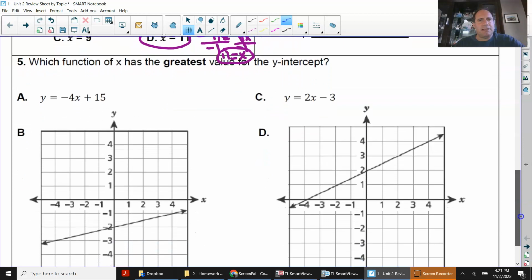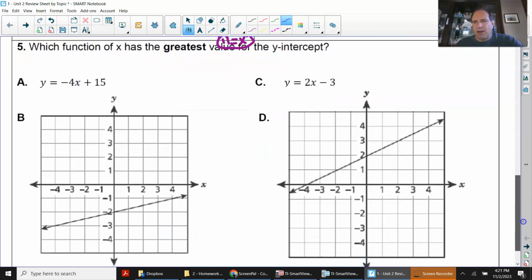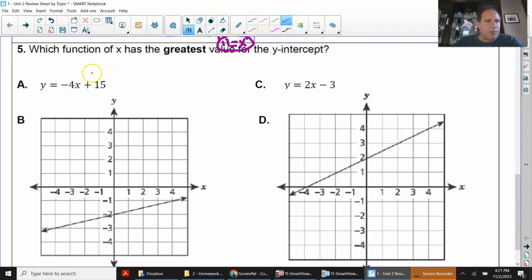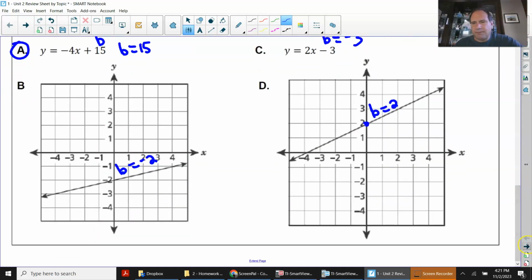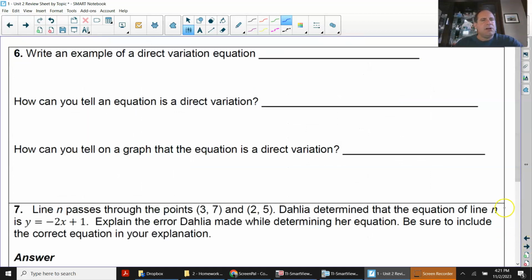Which function has the greatest value for the y-intercept? Just remember, we're talking about the y-intercept, the b. So this b right here for a is 15. This b right here is negative 3. This b right here is 2. And this b is negative 2. So if we're looking for the greatest, we have 15, and 15 is the greatest out of the 4 that they gave us. Write an example of a direct variation equation.